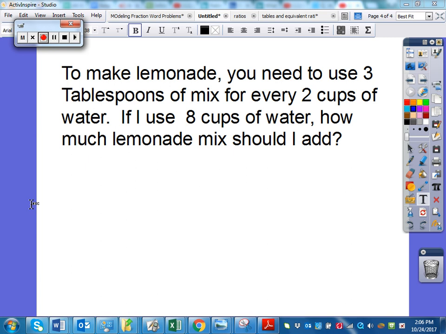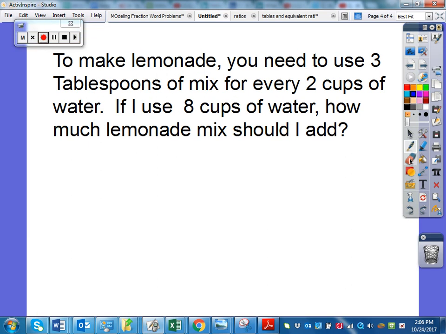So a ratio is when you compare two things. The first thing I need to think of is what two things are being compared. As I look at this problem, I see that lemonade mix to water are being compared. So I go ahead and label and write down the two things that are being compared. It's really important that you label in word problems. That way you keep everything organized.